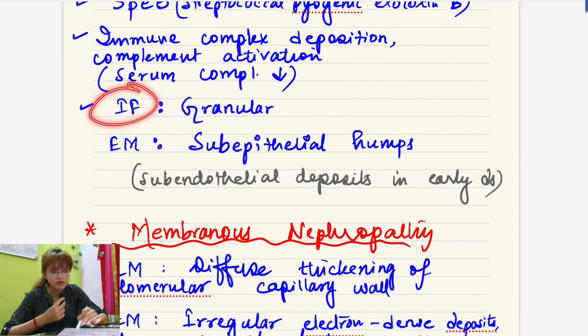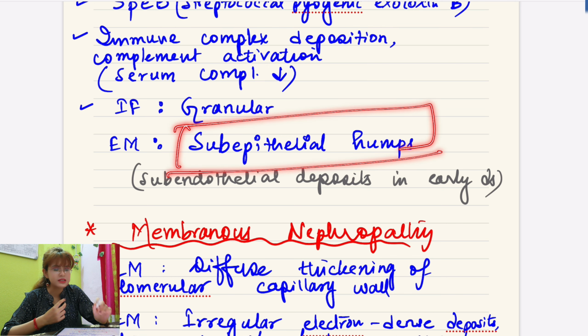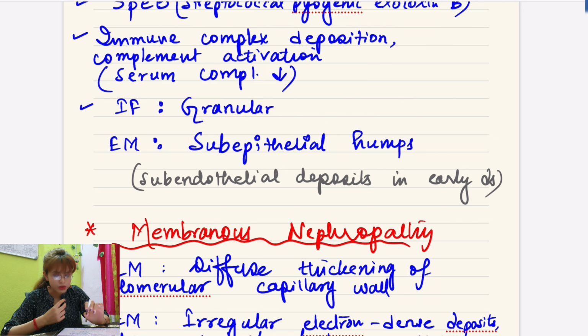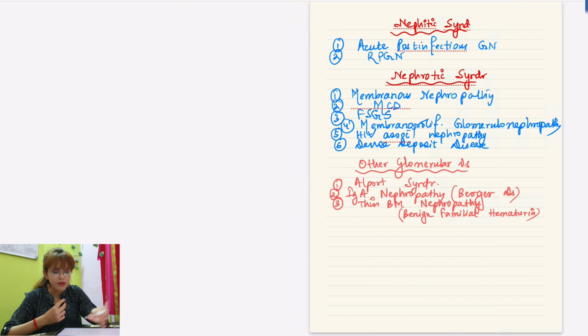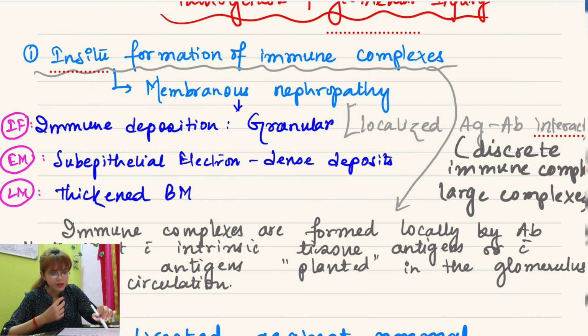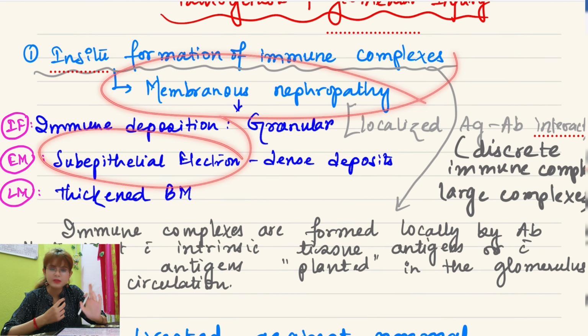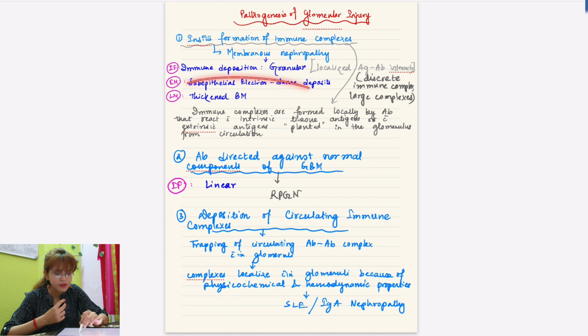So the immunofluorescence is granular because it's immune complex deposition. And in electron microscopy you are going to get subepithelial humps. Very important, this is subepithelial and not subendothelial. We have learned that in membranous nephropathy also we had subepithelial electron dense deposits. Each of these words is important.